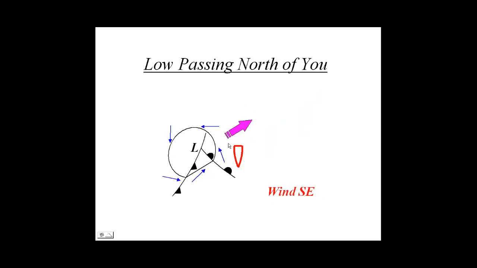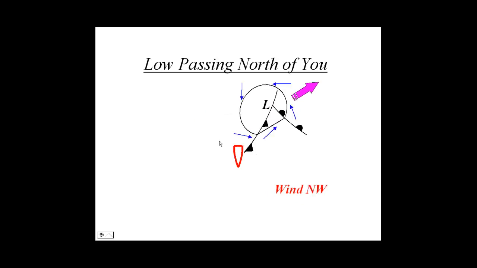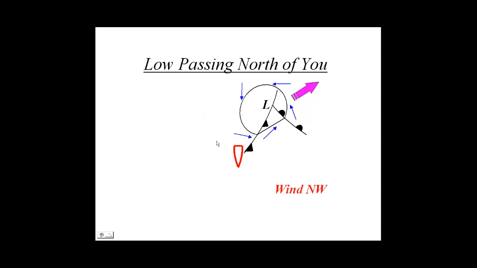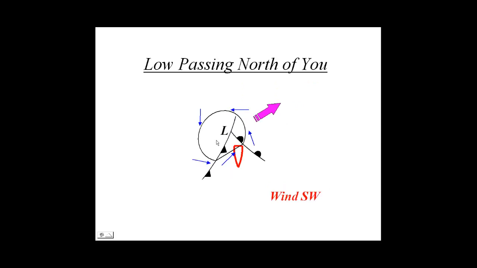But also in that scenario, the barometric pressure has changed, because as you go from here, let's say you're at 1004 and the low is close to you, you now might be 1,000, and here you're back up to 1004 again. Okay, you see that pressure difference as well as wind difference. So that's a low passing north of you.